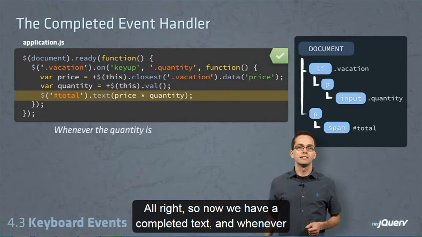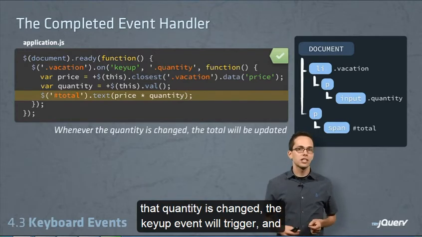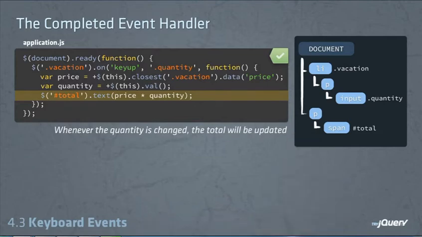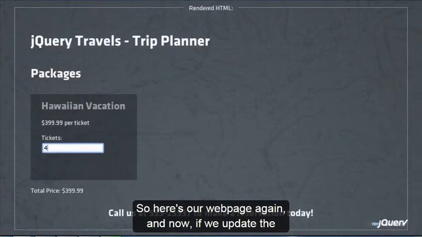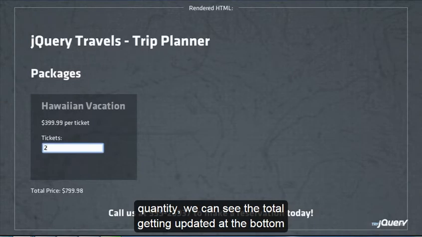Alright, so now we have our completed code, and whenever that quantity is changed, the keyup event will trigger and our total will get updated. So here's our web page again, and now if we update the quantity, we can see the total getting updated at the bottom of the page.